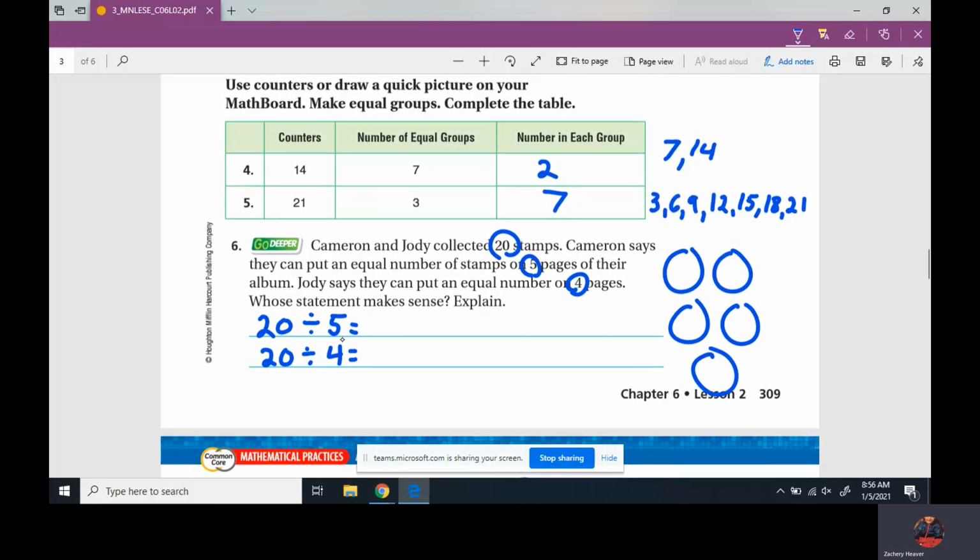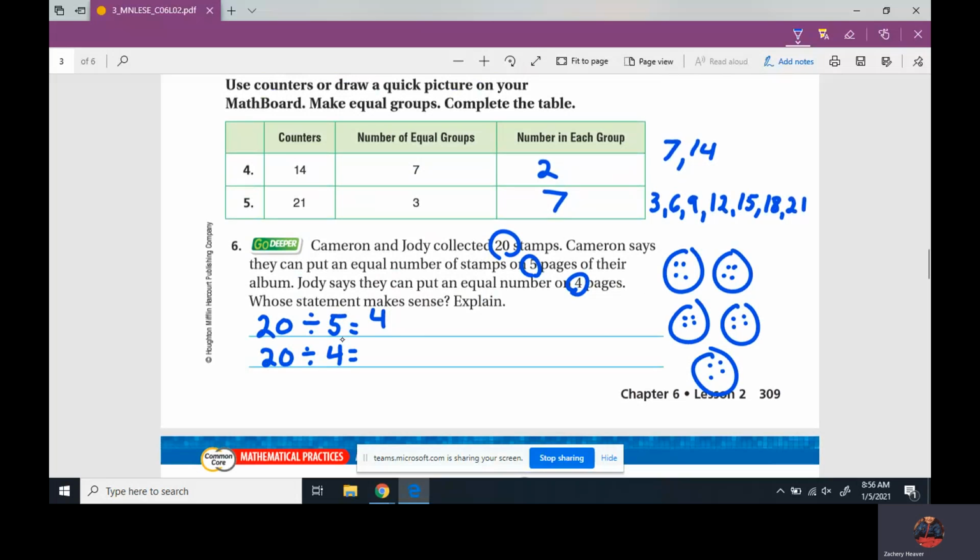So here's my 5 groups for Cameron. So I'm going to go 1, 2, 3, 4, 5, 6, 7, 8, 9, 10, 11, 12, 13, 14, 15, 16, 17, 18, 19, 20. Yes, it can. There's 4 in each group. So he can do that.